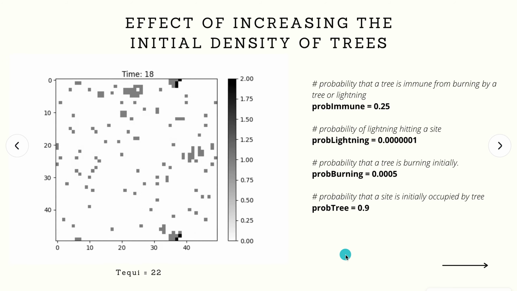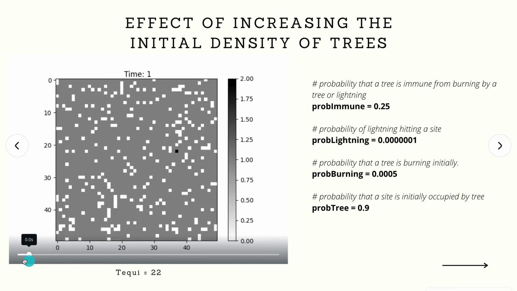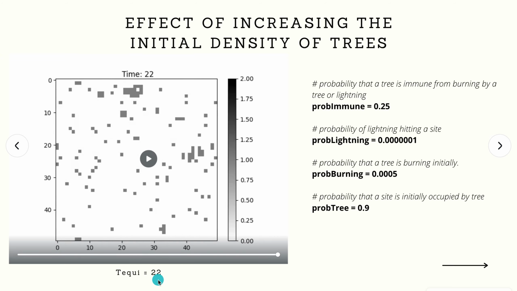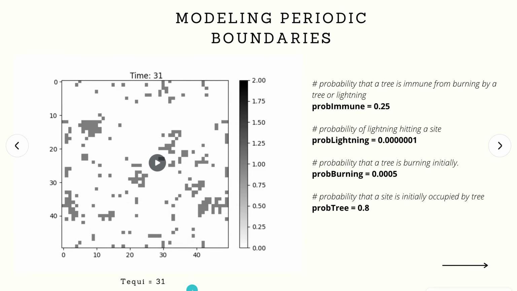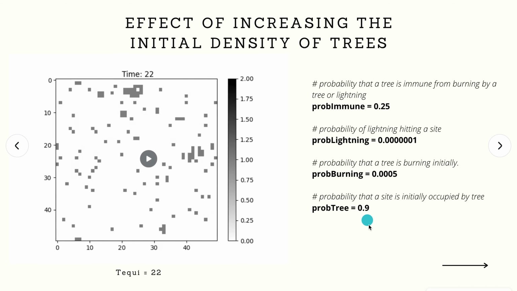So this is one of the simulations of probability burning being 0.0005, and here we take the case that initially 90% of the grid is occupied by trees. You can see that one of the trees is initially burning, and now we take much less time to reach equilibrium as compared to the case where the density of trees was 0.8, which means 80% was covered. So we took more time to reach equilibrium there, whereas in this case we are taking less time because there are more trees now.